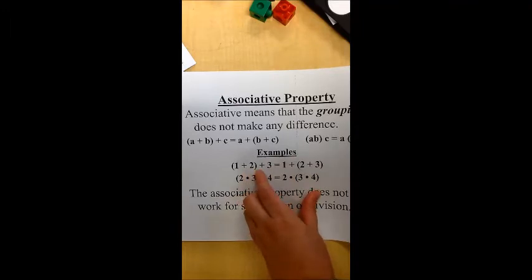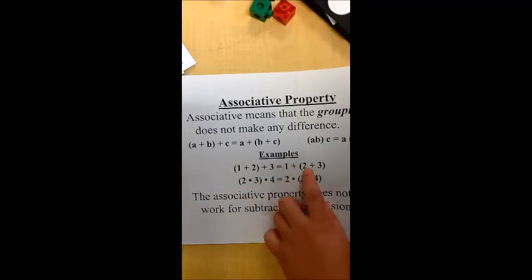1 plus 2 and then adding 3 is the same thing as doing 2 plus 3 and then adding 1. You get 4. No, you don't. You get 6 no matter which way you do it. 1 and 2 and 3. 1 and 2 is 3, plus 3 more is 6. 2 and 3 is 5, and 1 more is 6.